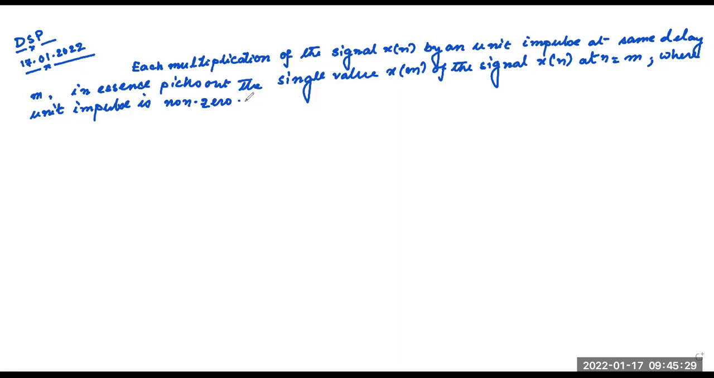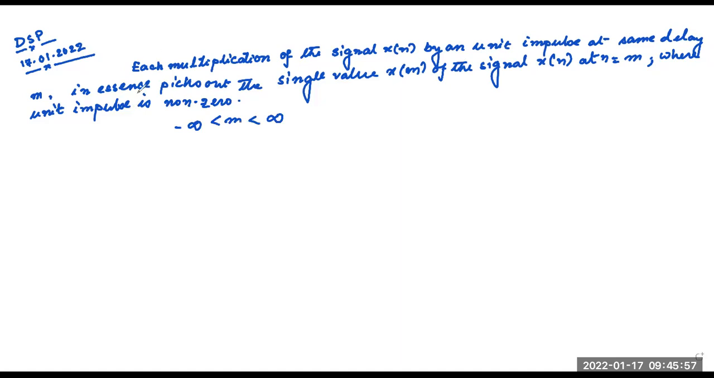So consequently, if we repeat the multiplication for all possible delays, where m lies between minus infinity and plus infinity, and add the product sequences, the result will be a sequence that is equal to the sequence x of n.